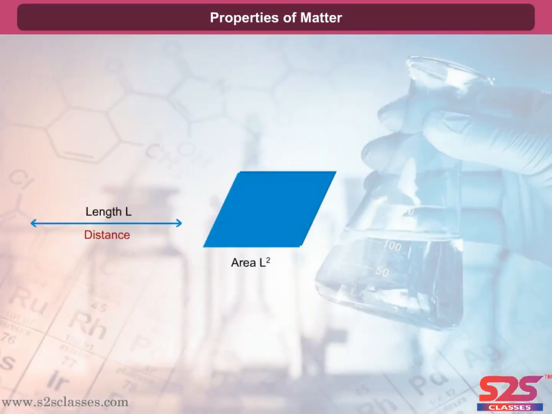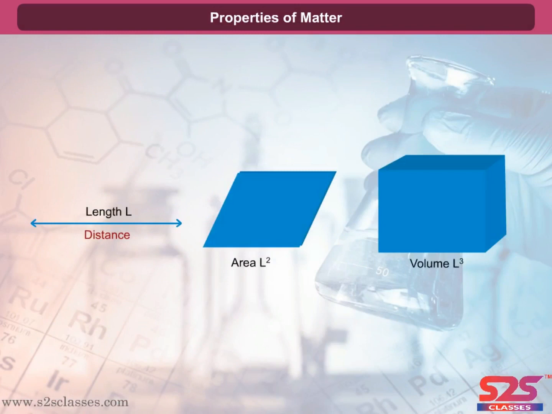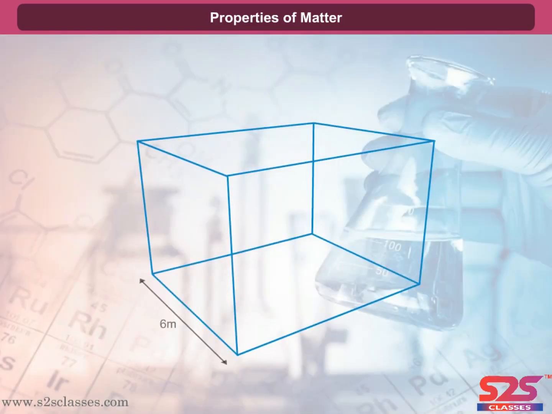Many properties of matter, such as length, area, volume, etc., are quantitative in nature. Any quantitative observation or measurement is represented by a number followed by units in which it is measured. For example, length of a room can be represented as 6 meters. Here, 6 is the number and m denotes meter, the unit in which the length is measured.